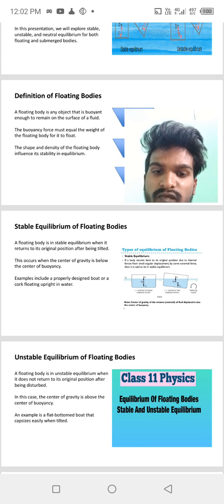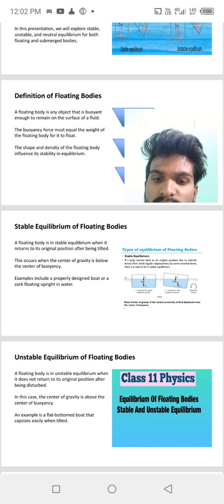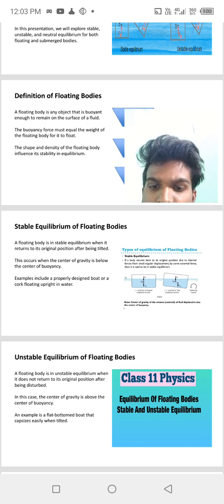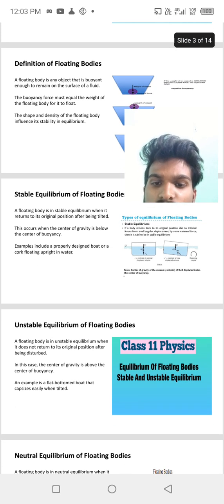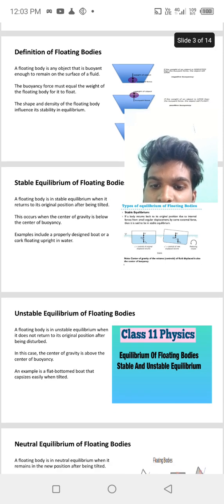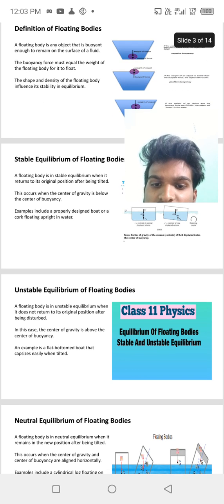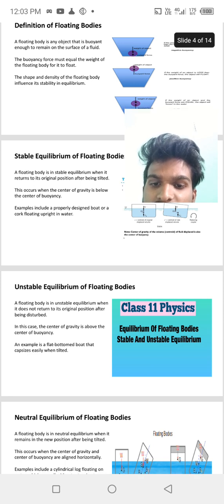Unstable equilibrium of floating bodies. A floating body is in unstable equilibrium when it does not return to its original position after being disturbed. In this case, the center of gravity is above the center of buoyancy. An example is a flat boat that easily capsizes when tilted.